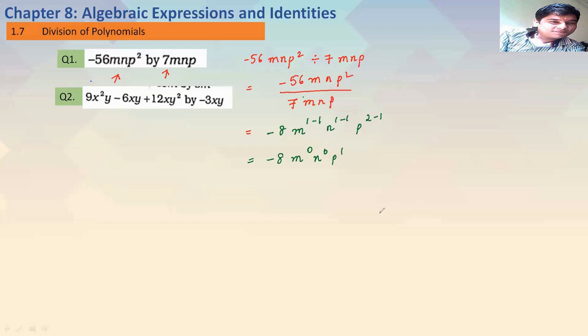So anything raised to the power of 0 is going to be 1. So where is m there? It's 8 times 1 times 1. But there is a p there. P raised to 1 will be p, right? So this is going to be negative 8p. Finished. Understood.